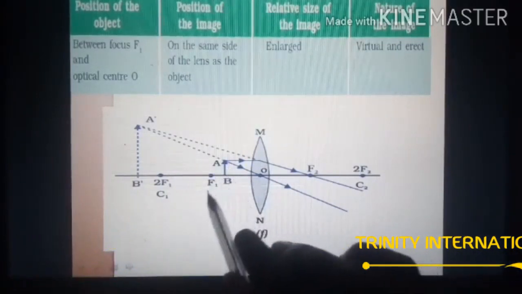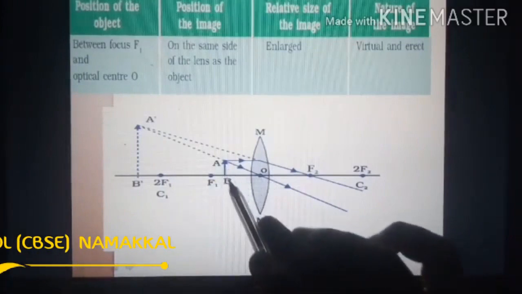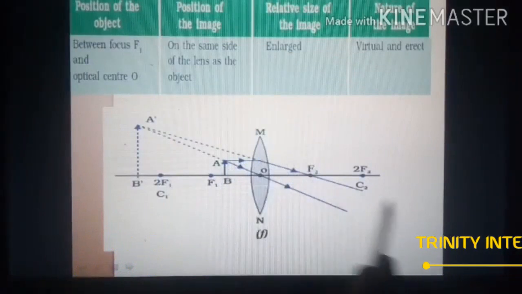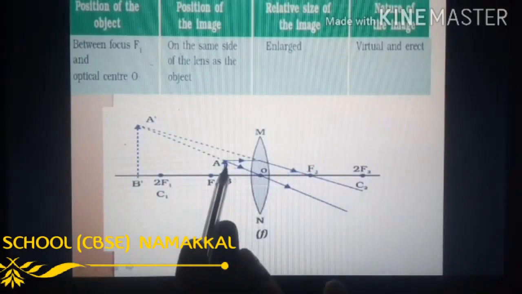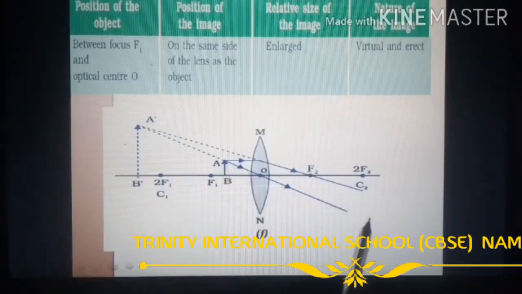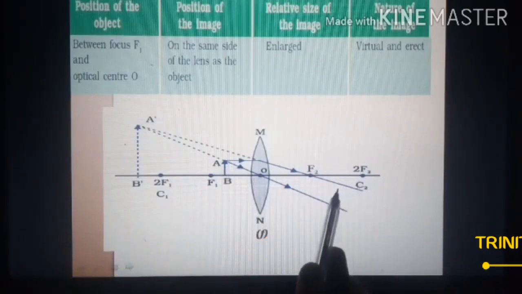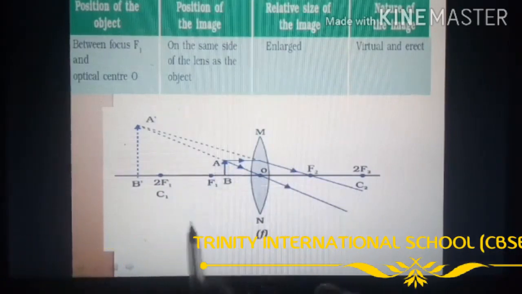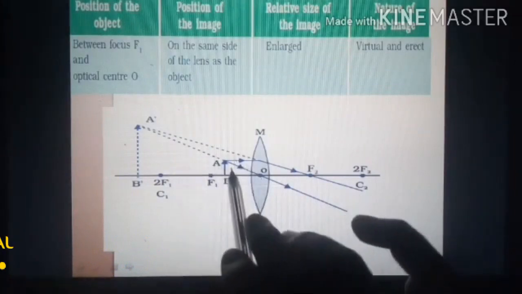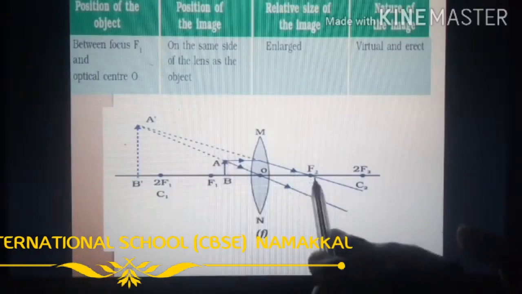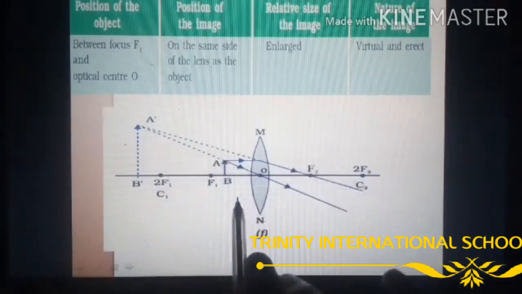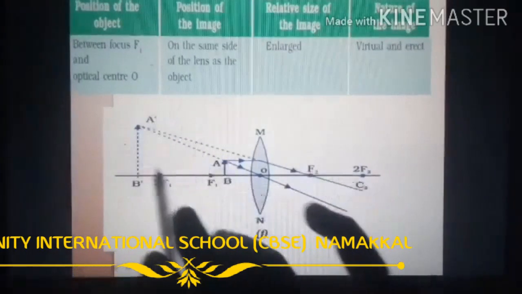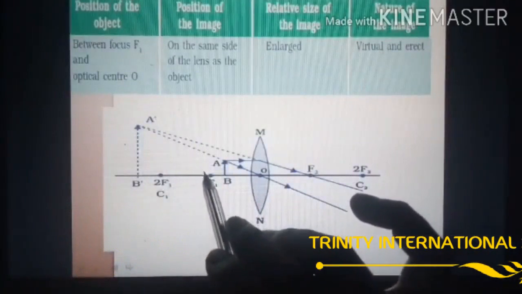So here the object is placed between F1 and the optical center. This is AB. Draw the same two rays. The parallel ray, after refraction, passes through the focus, and the second ray, passing through the optical center, passes in this direction. They are not parallel rays; they appear to meet at a point. To find that meeting point, we have to extend the lines behind the lens. So extend both refracted rays. The dotted lines show the extension of the refracted rays, and they meet at a point. These are not real, only for imagination. That's why it is called virtual.